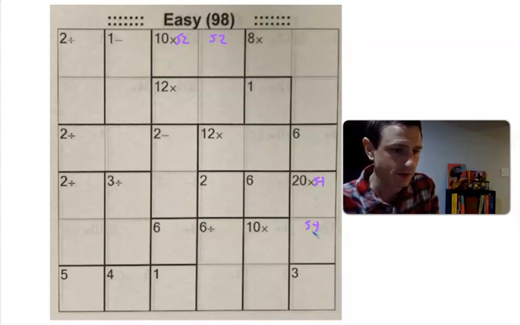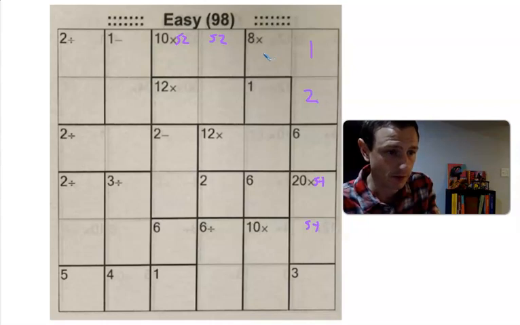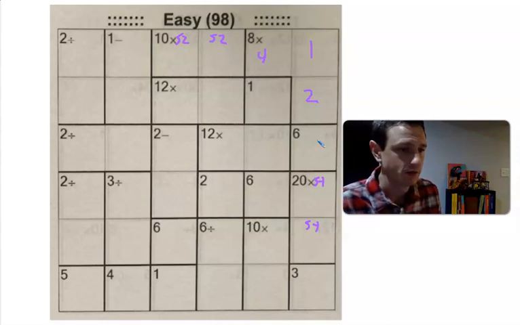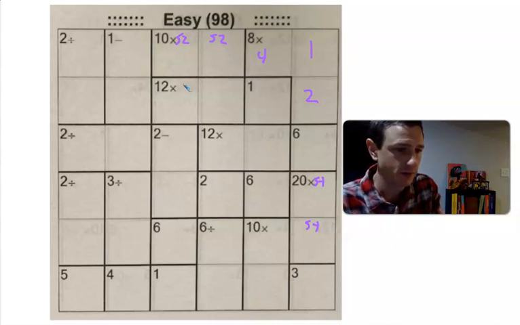So 6, 5, 4, 3, 2, and 1. 1 can't go here, so this has to be 1. And this has to be 2. So that makes this 4. 4 times 2 is 8. Nice little start there. This has to be 4 and 3, because it cannot be 6 and 2. So this is 4 and 3, 4 and 3.